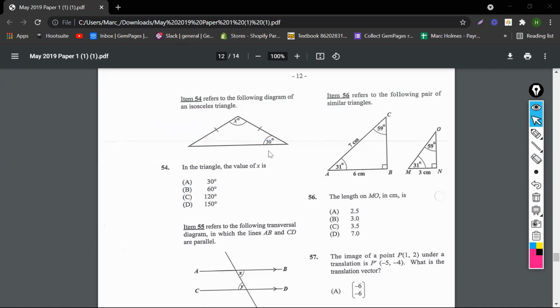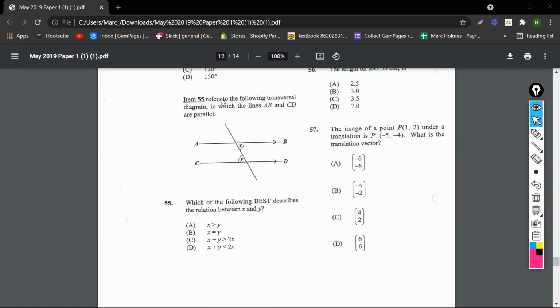Very easy. And you scroll down now, it says here, item 55 refers to the following transversal diagram in which lines AB and CD are parallel. So parallel lines and a line right through it. So it says here, which of the following best describes X and Y? It's a Z. So what is X and Y? They're equal, always equal, because they follow the Z law. Let's draw Z. They follow the Z law where here is equal to here. So the answer is B.